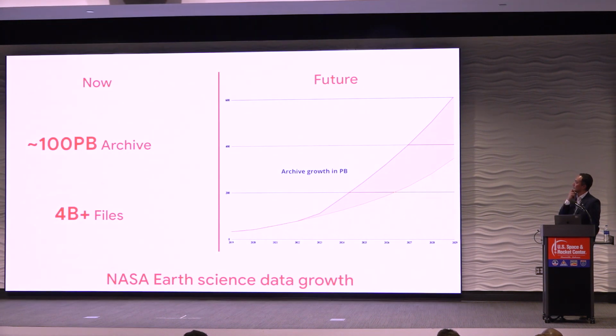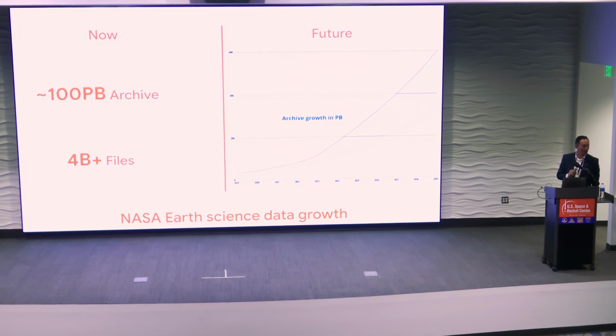So this is the portfolio in terms of data, right? We are right now sitting at, in Earth science only, about 100 petabytes of data, which results in 4 billion files. So this is where we are right now. I can't point it out here, but it's growing exponentially, right?